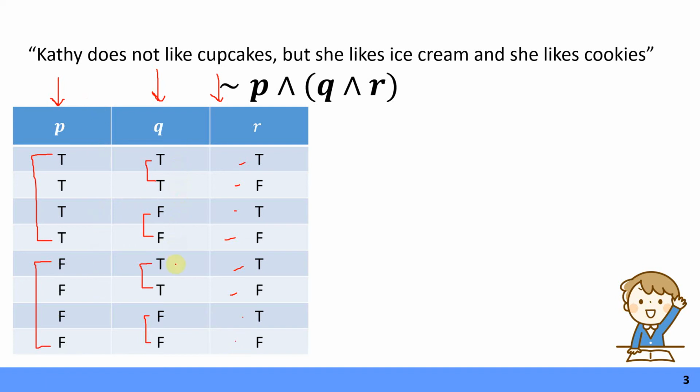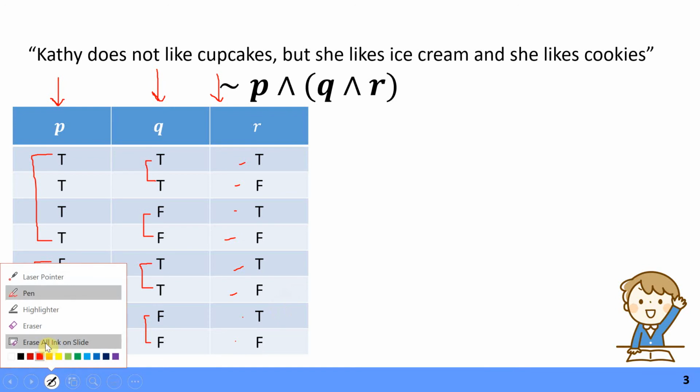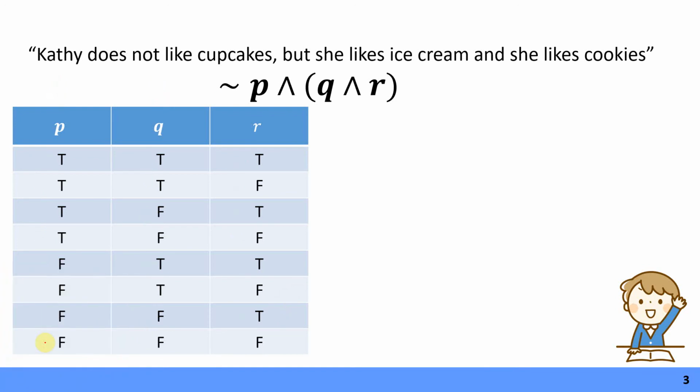Second column, 2 truths, 2 false, 2 truths, 2 false. And then the third column, you alternate between truths and false all the way down. So that's always the beginning of creating a truth table, making sure you have all different possibilities, which is a total of 8 different rows.